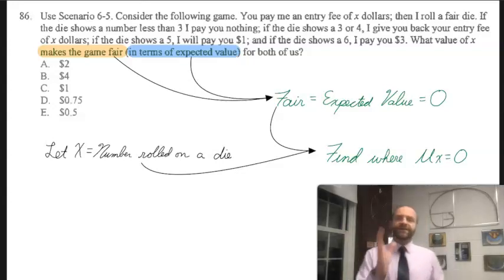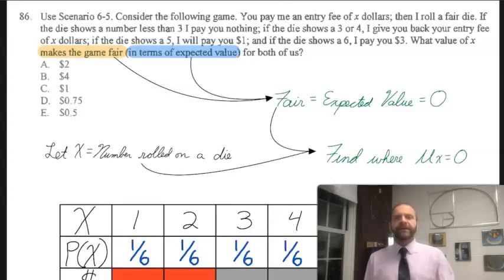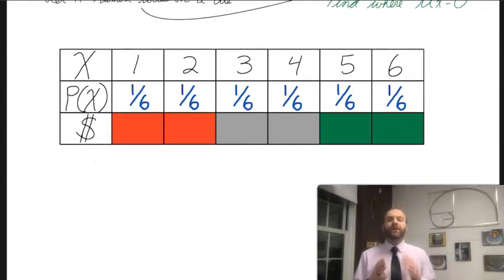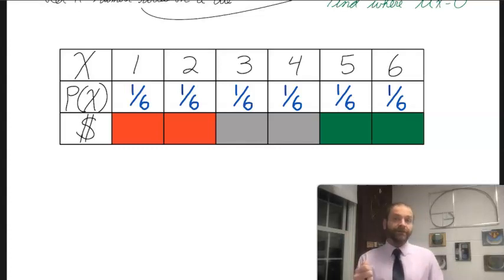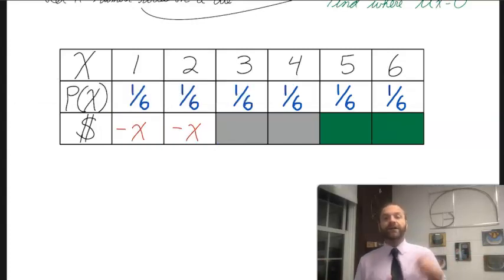So I'm rolling a fair die, 6 sides, same chance each time. I'm going to organize this as a probability distribution using a table. And if I do that, here's my table. Each one has a 1/6 chance. Now keep in mind, if you rolled a 1 or 2, a number less than a 3, you paid X dollars to play, and they just keep your money, which means if I roll a 1 or a 2, I lose X dollars. Now if I rolled a 3 or 4, they'll give you your money back. So I broke even, which means 0. I came out with what I started with.